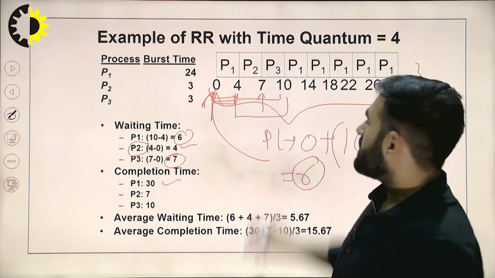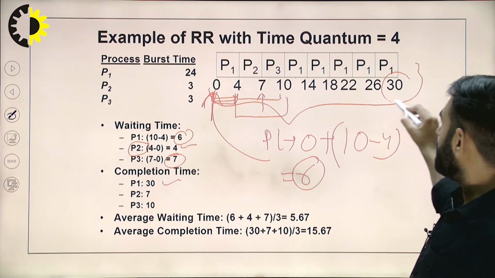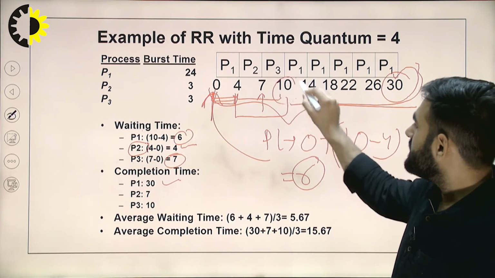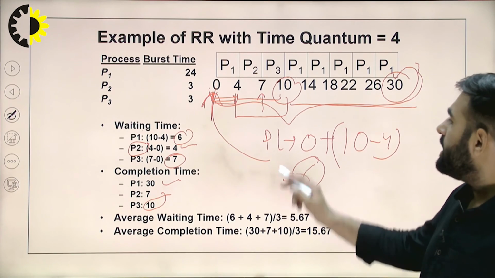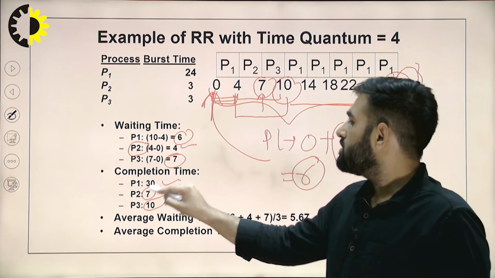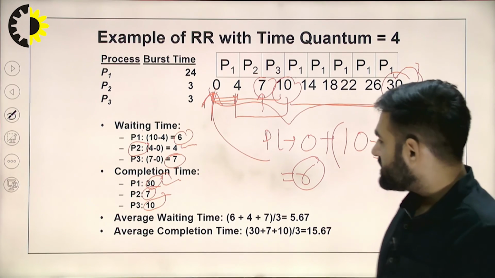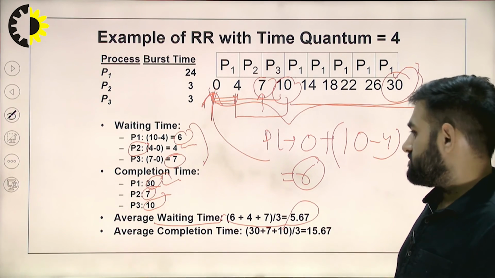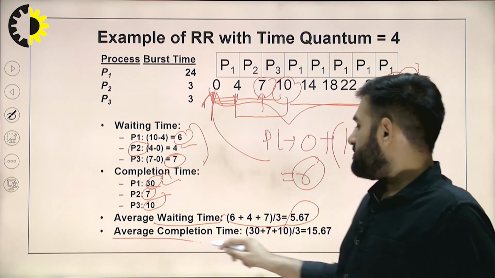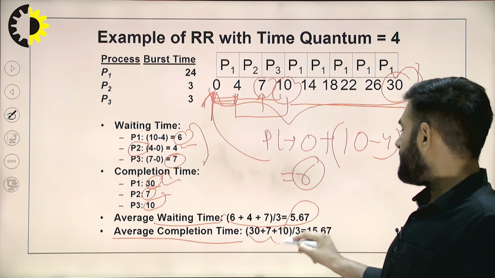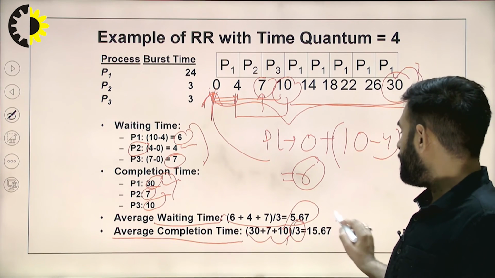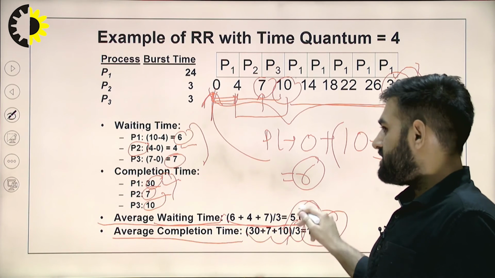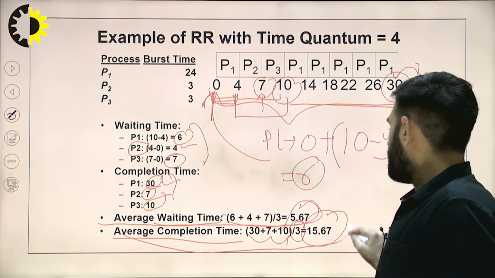Clearly, the completion time for P1 is 30 when it leaves the CPU. Now, for P3, it is 10. And for P2, it is 7. Now calculate the average waiting time. Sum of all these: 6 plus 4 plus 7 divided by 3. It is 5.67. Average completion time: sum of all these divided by 3. It is 15.67. This is the average waiting time, 5.67. Average completion time, it is 15.67.